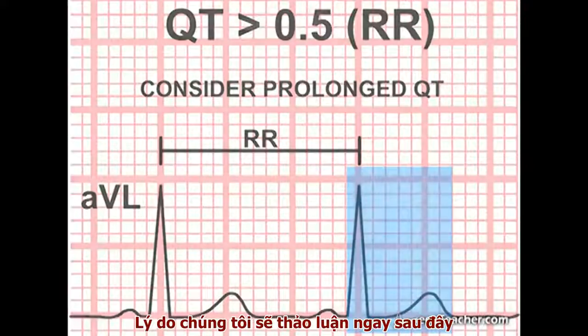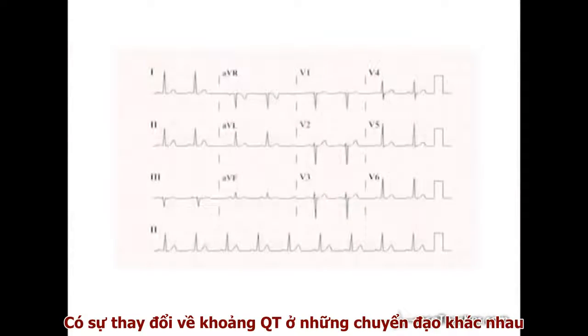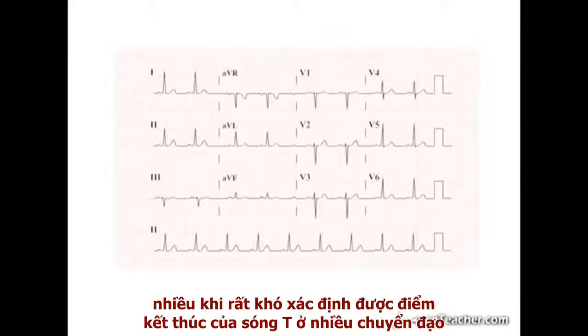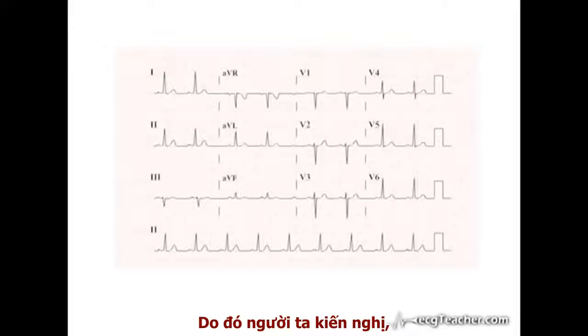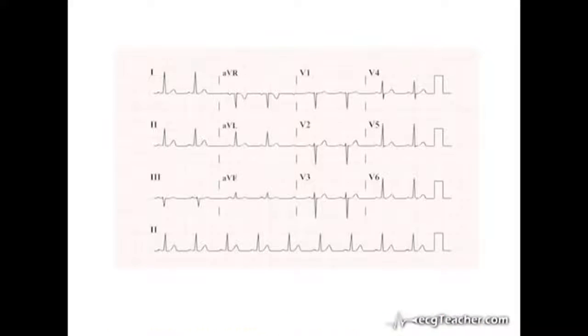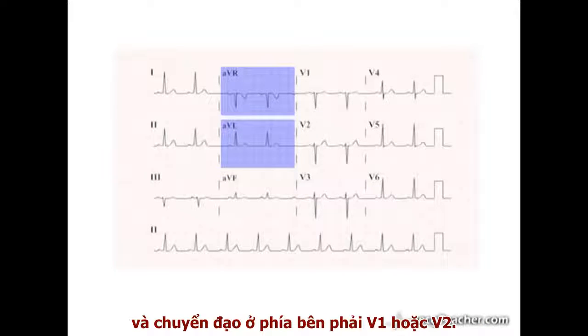For reasons we will discuss in a moment, there is variation in the length of the QT interval between different leads. Also, for technical reasons, it can be difficult to identify the end of the T wave in many leads. It is recommended, therefore, that you analyze the QT interval in one of 4 leads: AVL, AVR, or one of the right-sided chest leads, V1 or V2.